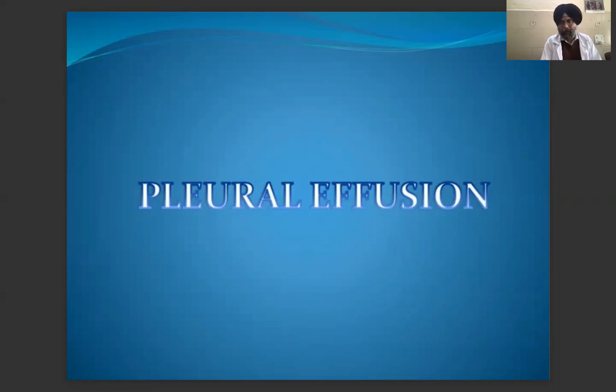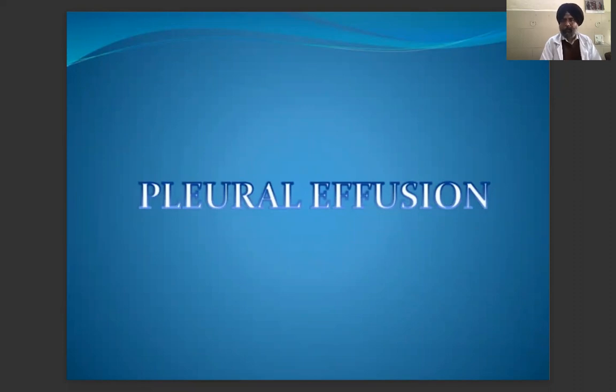The important thing you should learn is exudate. Exudate starts with the word ex, so exudate means excess of things. For that, we use Light's criteria. I've already told you, excess. In exudate, the protein of the pleural fluid divided by the protein of the serum will be more than 0.5. So it is excess. And LDH will be more.